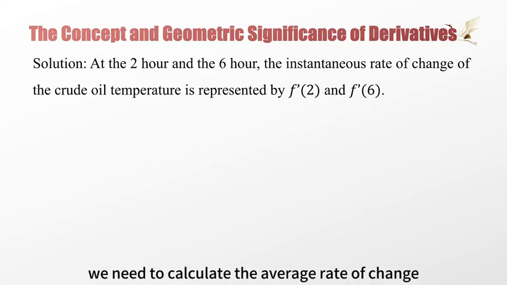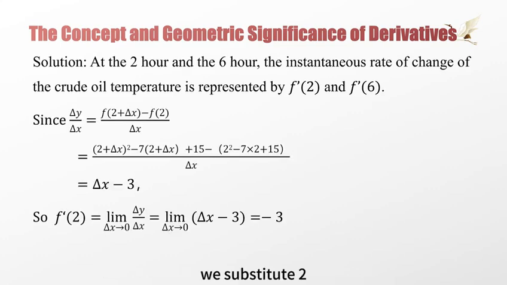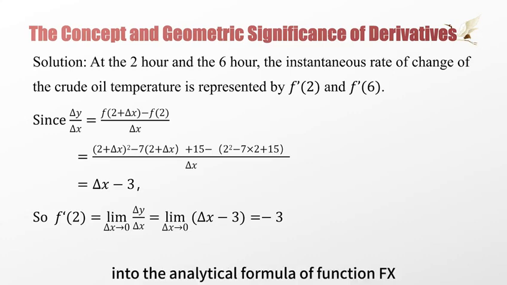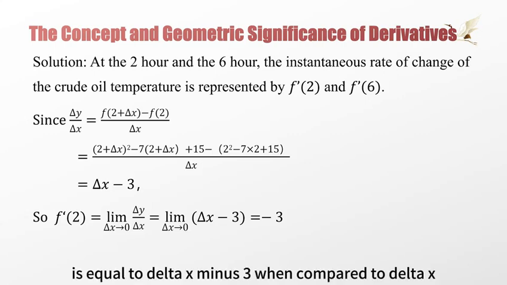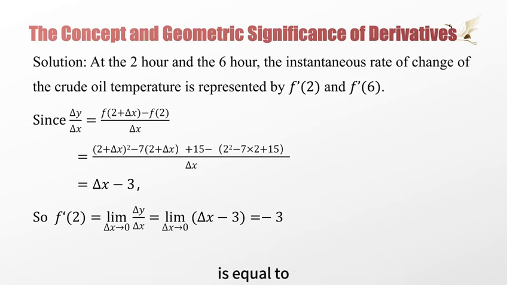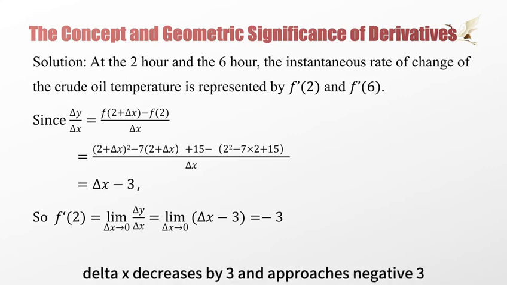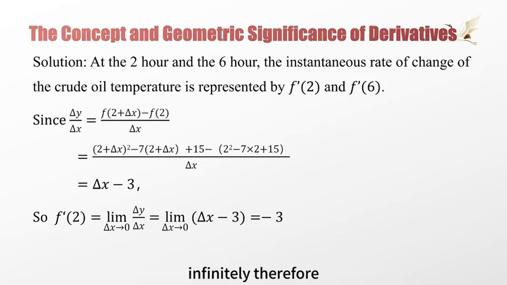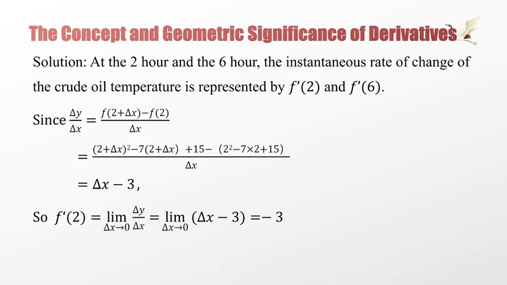We need to calculate the average rate of change of the function f(x) from 2 to 2 plus delta x. We substitute 2 and 2 plus delta x into the analytical formula of function f(x) and organize them, and we can obtain that the average rate of change, delta y over delta x, is equal to delta x minus 3. Next, we will take the limit on it. The derivative of y equals f(x) at x equals 2 is equal to the limit of delta x minus 3 when delta x approaches 0 infinitely. When delta x approaches 0 infinitely, delta x minus 3 approaches negative 3 infinitely. Therefore, the derivative of y equals f(x) at x equals 2 is negative 3.